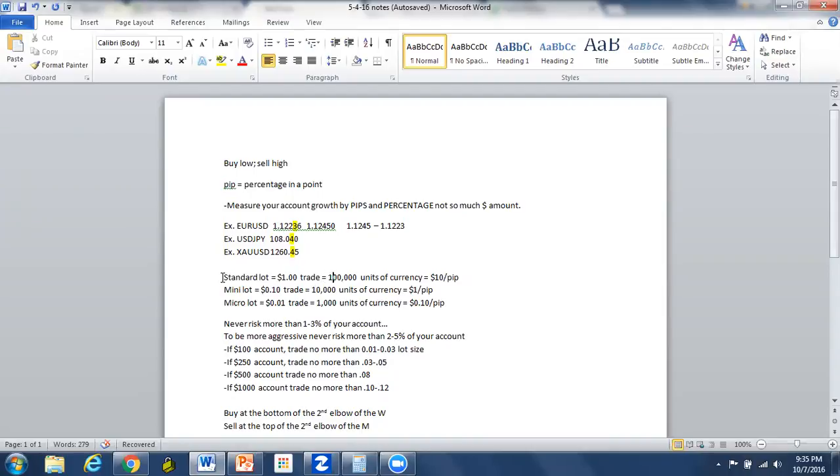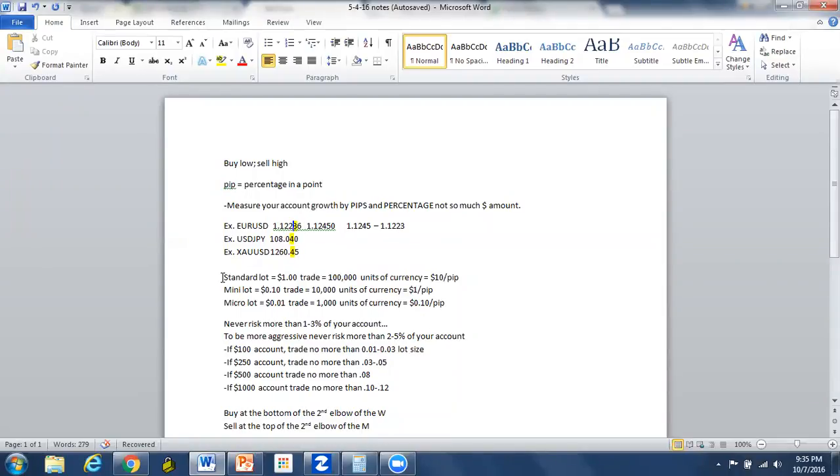What that allows you to do is control 100,000 units of currency in the market. What that equals is $10 per pip risk, okay? So every time you gain 1 pip, you make $10, all right? So let me give you an example.